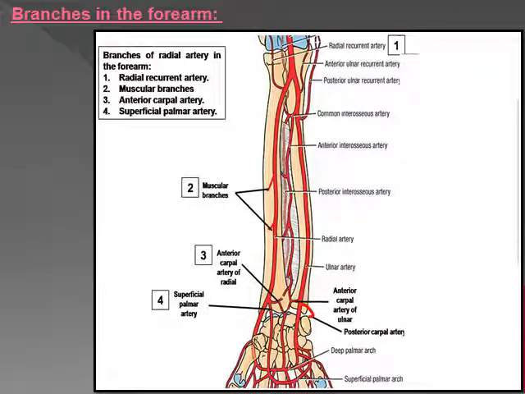The radial artery gives the following branches in the forearm. Radial recurrent artery ascends toward the elbow joint, muscular branches to the muscles of the forearm, anterior carpal artery, and superficial palmar branch descends to the palm. So it gives radial recurrent, muscular branches, anterior carpal branch, and superficial palmar branch.